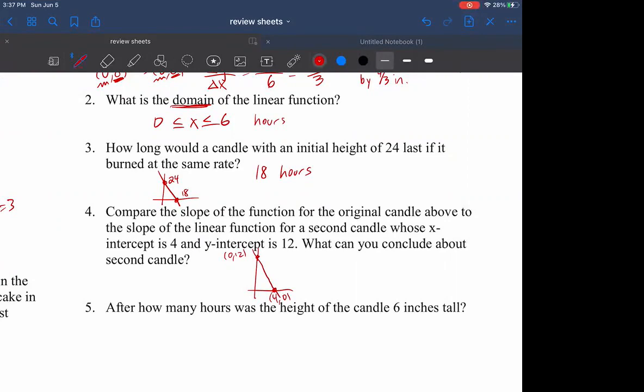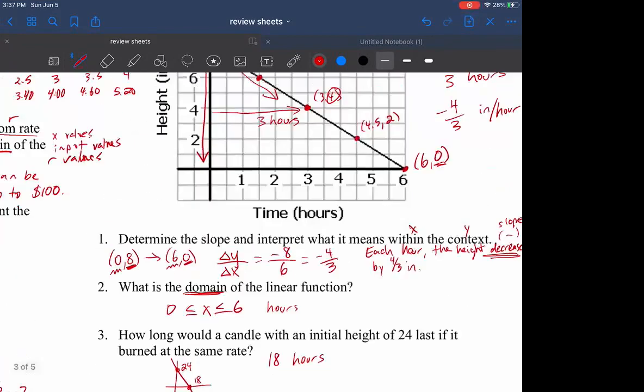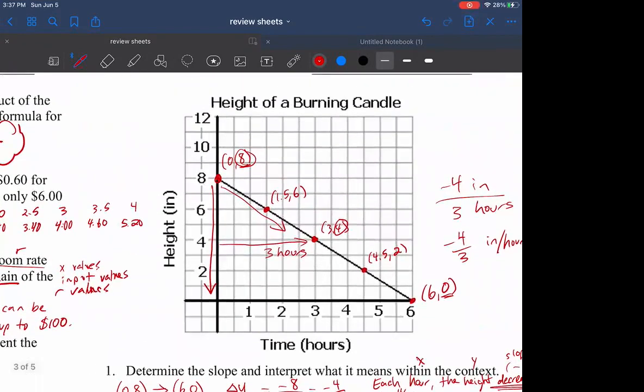So let's do our rise and run here. Y change over X change. Well, first off, let's just talk about this. The y-intercept is 12 means this candle was 12 inches tall when it started. And the x-intercept of 4 means it burns out in 4 hours. So it's taller than this one. And I'm going to actually draw it on this graph. Then it burns out here.